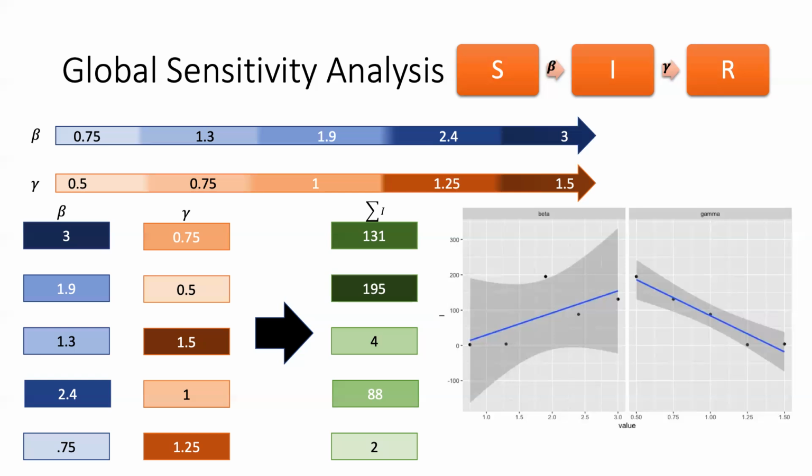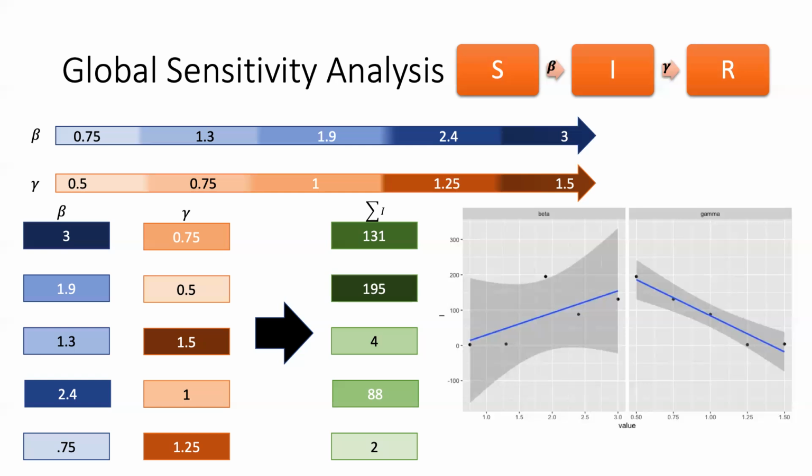And then all we do is we simulate. So I take a beta of 3 and a gamma of 0.75, and I stick it into my SIR model, and I say, how many infections am I going to get over the course? And the model says 131. Okay, what if beta is 1.9 and gamma is 0.5? You're going to get 195. So we go through each of those values. Now, this is a toy example with only 5 draws. Generally, you do more than that.